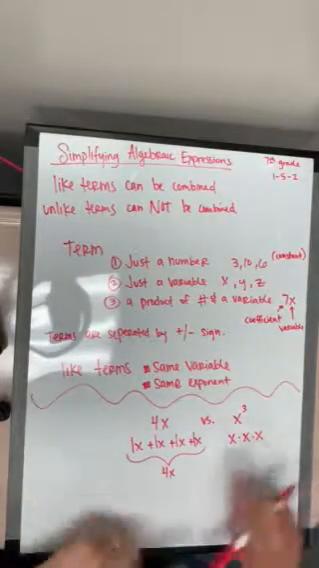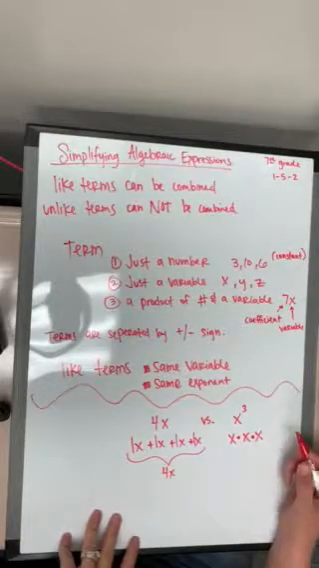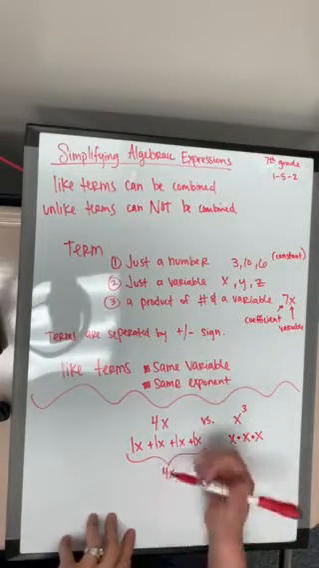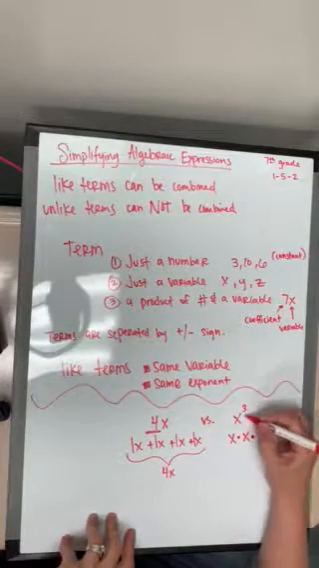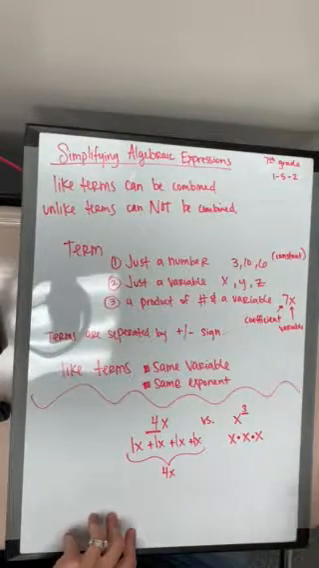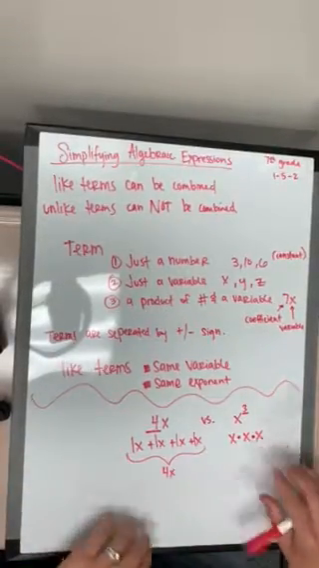I want to show you this difference because if you're multiplying, that operation that's happening in the middle matters. If you're adding, it's going to change your coefficient number. If you're multiplying, it's going to change your exponent number. So just as a little intro.